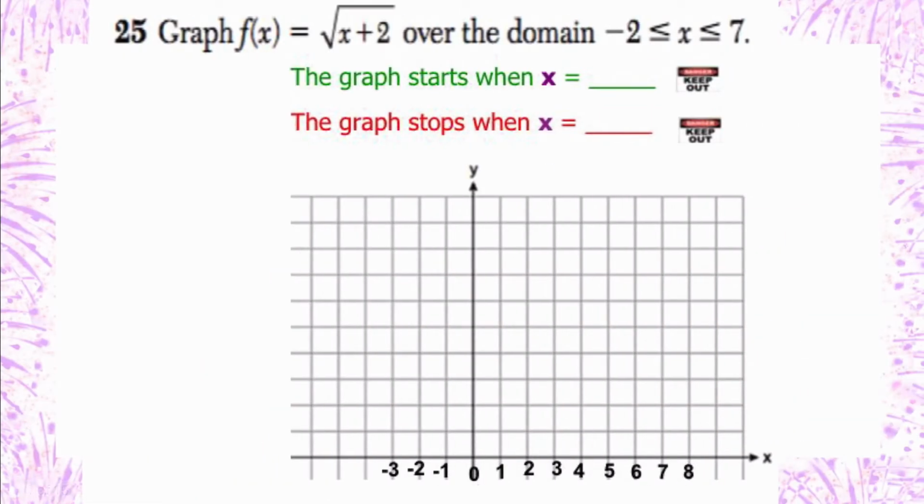Okay, here is a question straight from the back of the Regents exam. It would be a short response. Graph f of x equals square root of x plus 2 over the domain -2 less than or equal to x less than or equal to 7. Before we get to the graphing, just based on the domain, when do they want you to start the graph and when do they want you to stop? You want to start when x is -2 and you want to stop when x is 7.